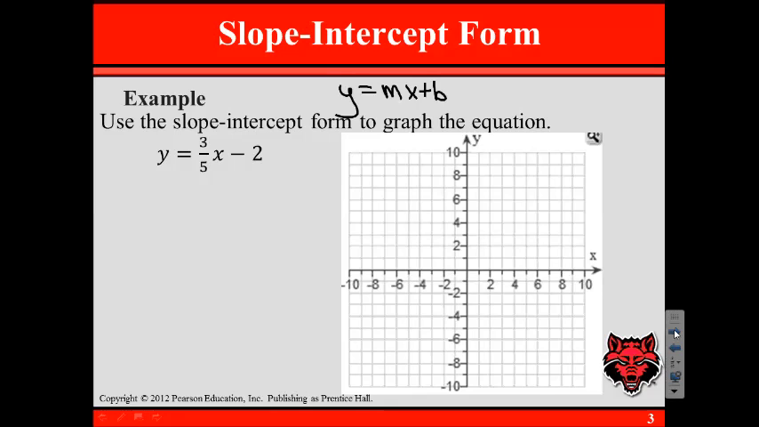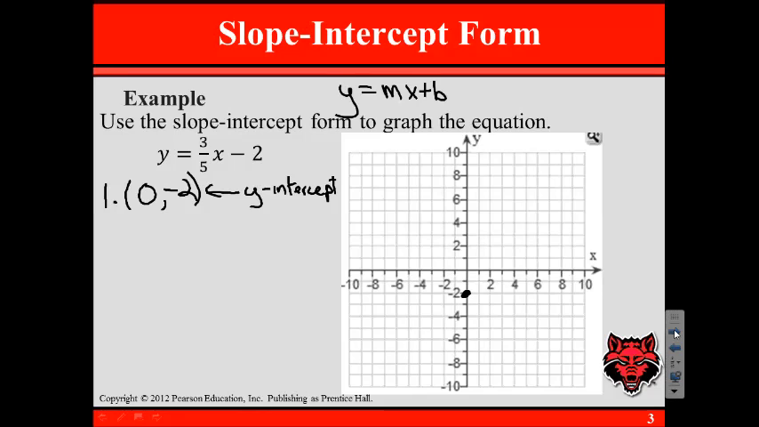So to graph, let's begin by finding and plotting the y-intercept. The y-intercept in this problem is -2. Remember, every time we have a y-intercept, the x-coordinate is 0. So we want to find the y-intercept, which we've done, and then we plot the y-intercept. So we plot the point 0, -2.